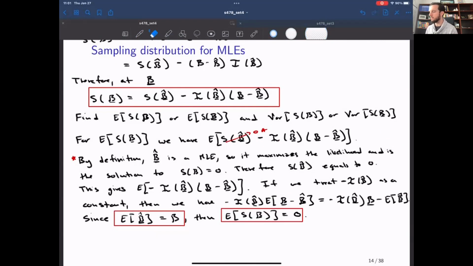Essentially, the issue is the starting point here where I have "find the expected value of the score." This is a kind of ridiculous statement because we know the expected value of a score function is 0. We've already proven this on several occasions. So having this written here is automatically ridiculous. And the other issue is we're not looking for the expected value of the score function of beta. We're looking for the expected value of the MLE.